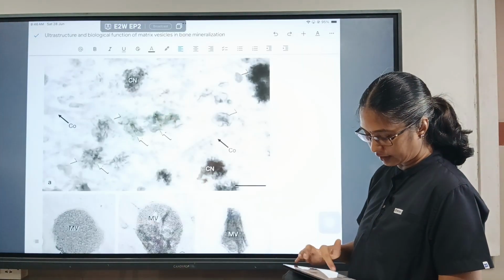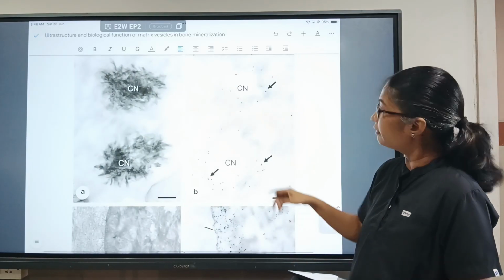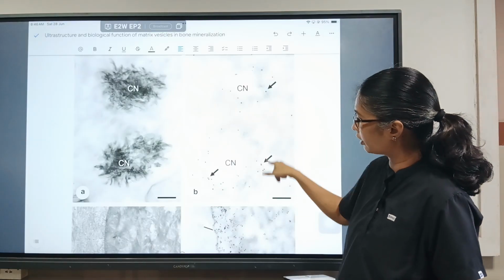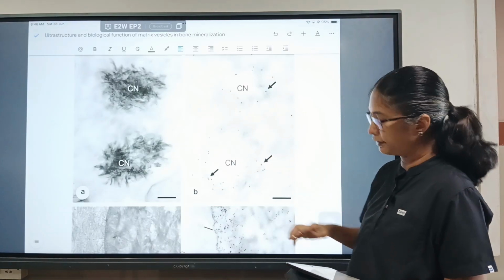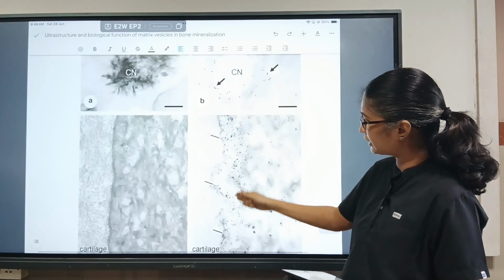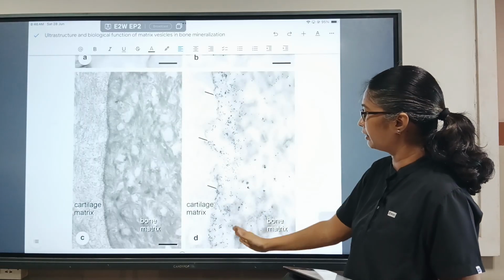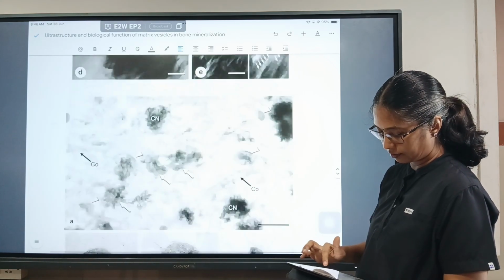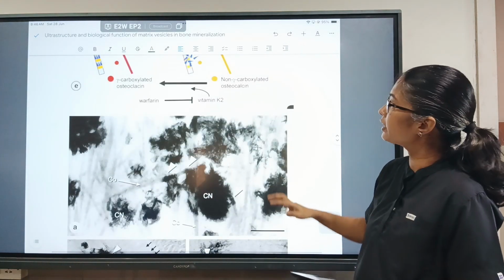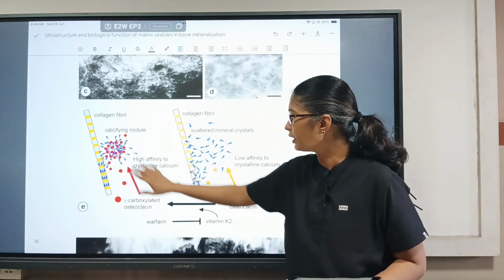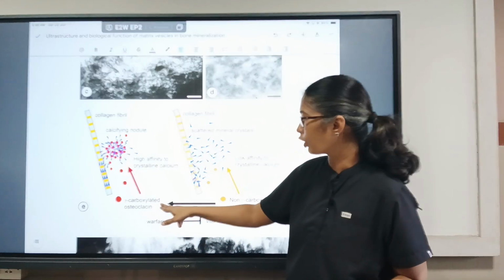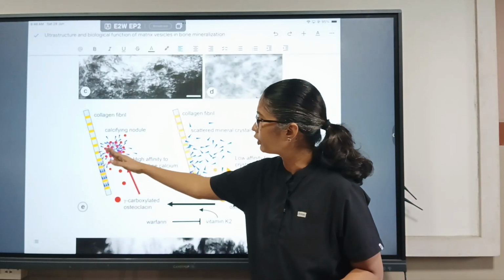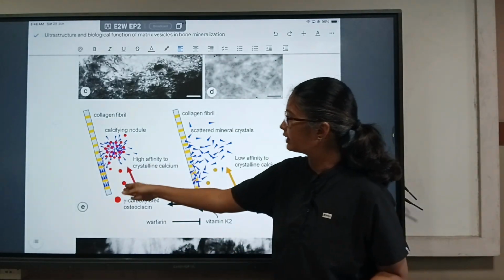So osteocalcin plays an important role in the globular assembly of the needle-shaped mineral crystals. When we see the images here of osteopontin and osteocalcin, we can see this gold nanoparticle-loaded osteocalcin, which is found along the periphery of the calcifying nodules. And we can see how they are arranged in the cartilage and bone matrix in the intermediate zone. So this is how the calcifying nodules are formed, where the osteocalcin is gamma-carboxylated, which has a high affinity for crystalline calcium, and these calcifying nodules will deposit the minerals in the collagen fiber.